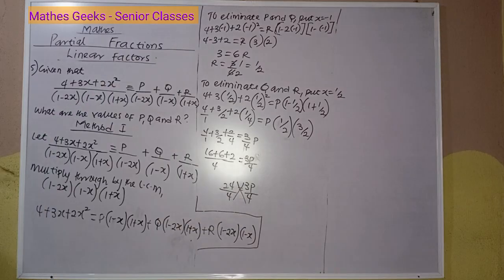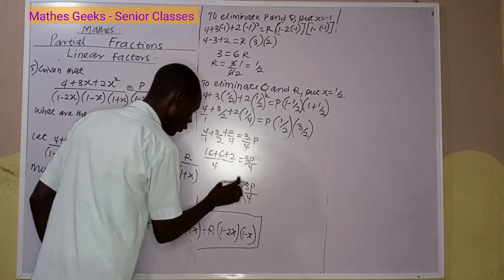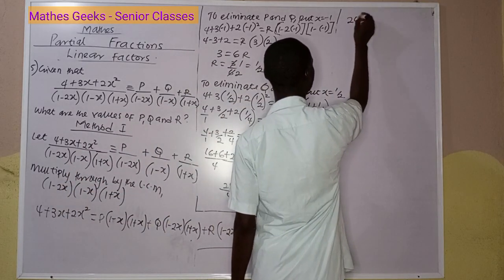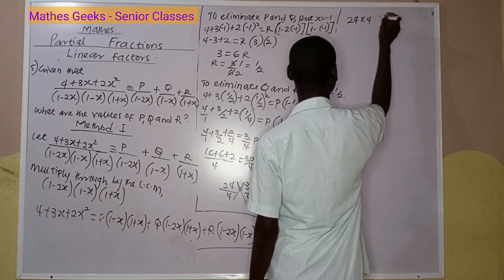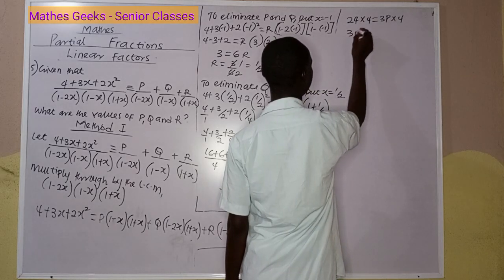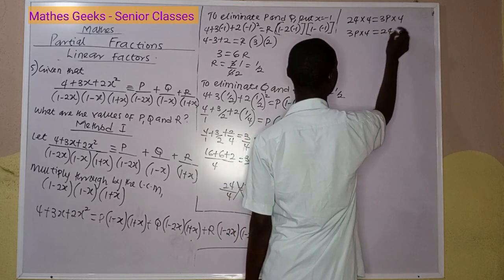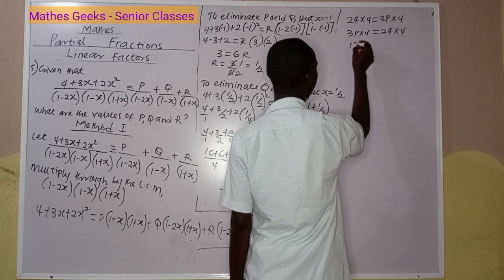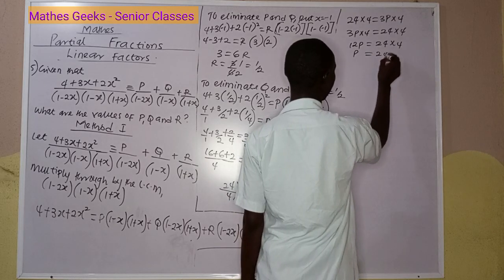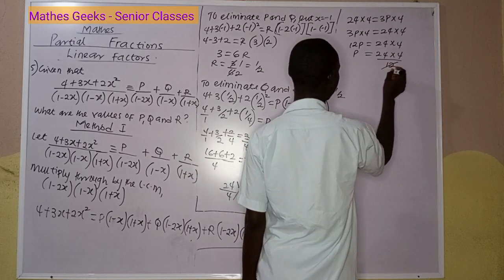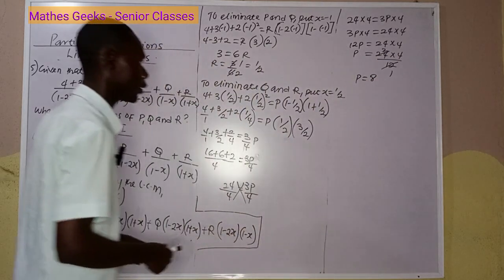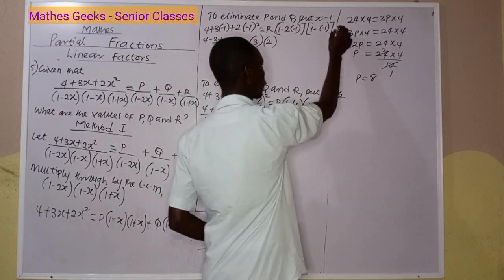Cross multiply. Okay, so cross multiply. 24 multiply 4 from here. So this will give us 24 times 4 is equals to 3p times 4. So 3p times 4 equals to 24 times 4. So 12p is equals to 24 times 4. Divide both sides by 12, you're going to have 24 times 4 over 12. So 12 here 1, 12 here 2. 2 times 4 is equals to 8. So value of p is 8. So we are going to move on to eliminate further.